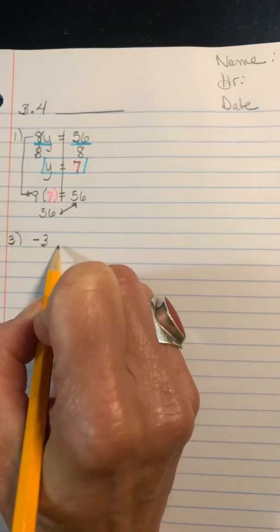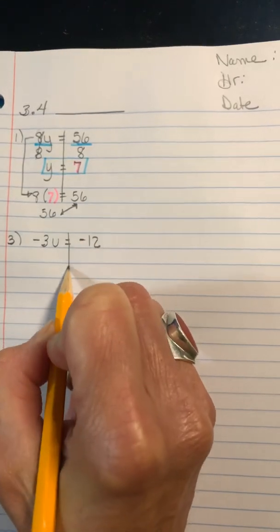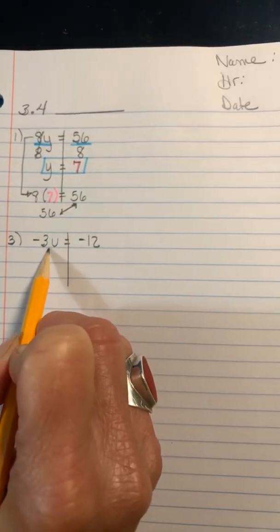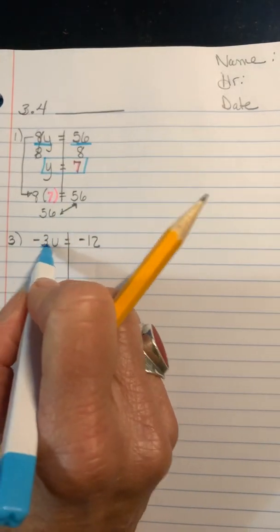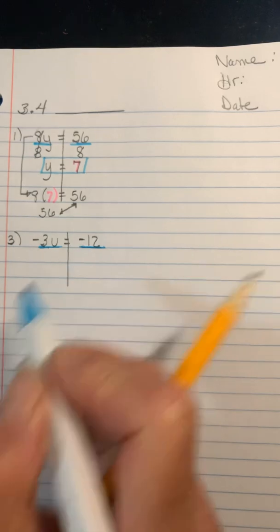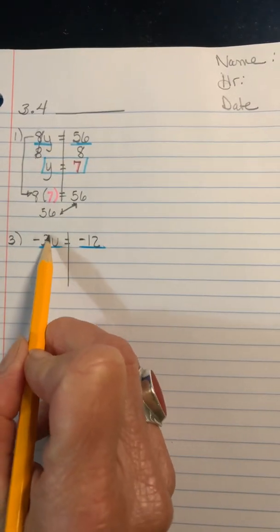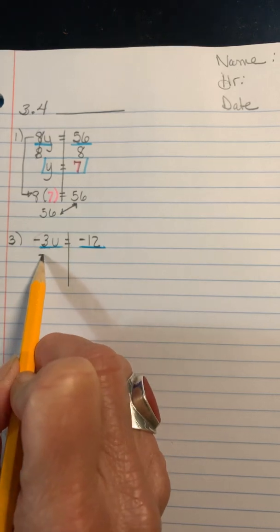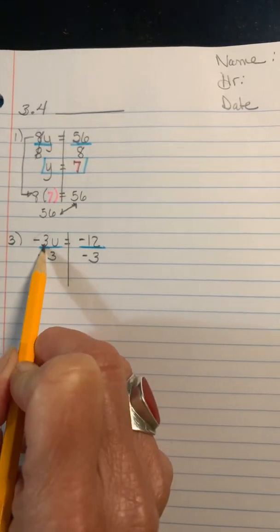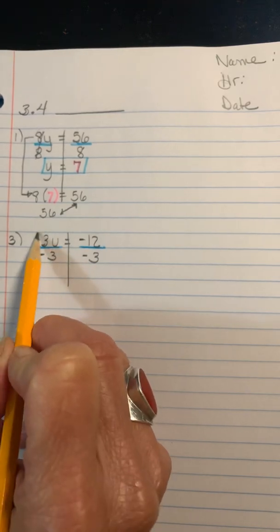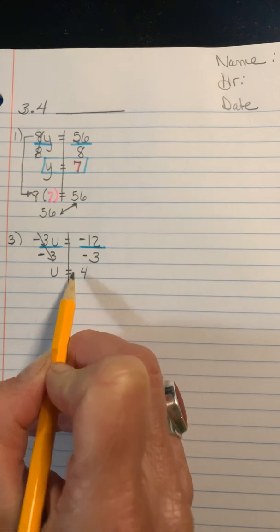So this is 3u is equal to negative 12. Same thing. Acknowledge that it's multiplication. Undo your multiplication with division. Put your division line down. Divide both sides by the coefficient. The coefficient is the numerical value next to the variable. Whatever it is, that's what you're dividing both sides by, just like that. Negative 3 divided by negative 3 is equal to 1, and you're left with your solution. There it is.